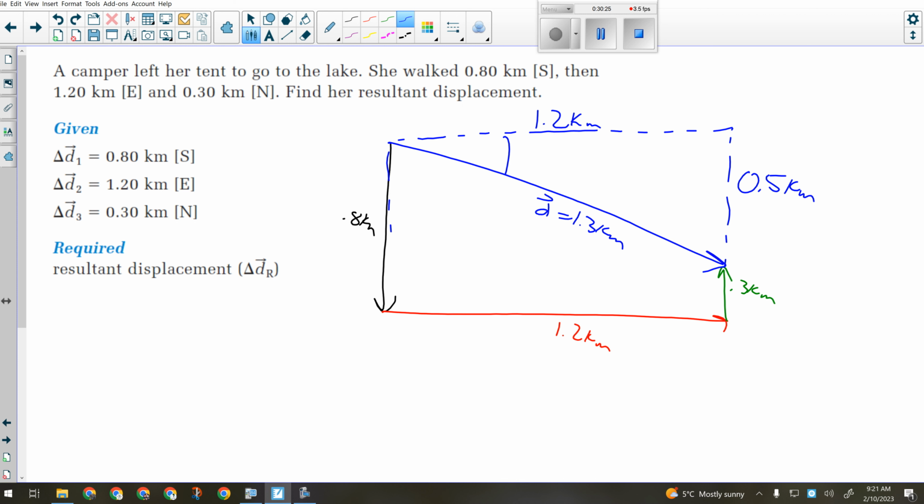Next thing I've got to do is get my vector. I can't just write that the displacement is 1.3 kilometers. Displacement is a vector quantity, so it needs to have a direction.